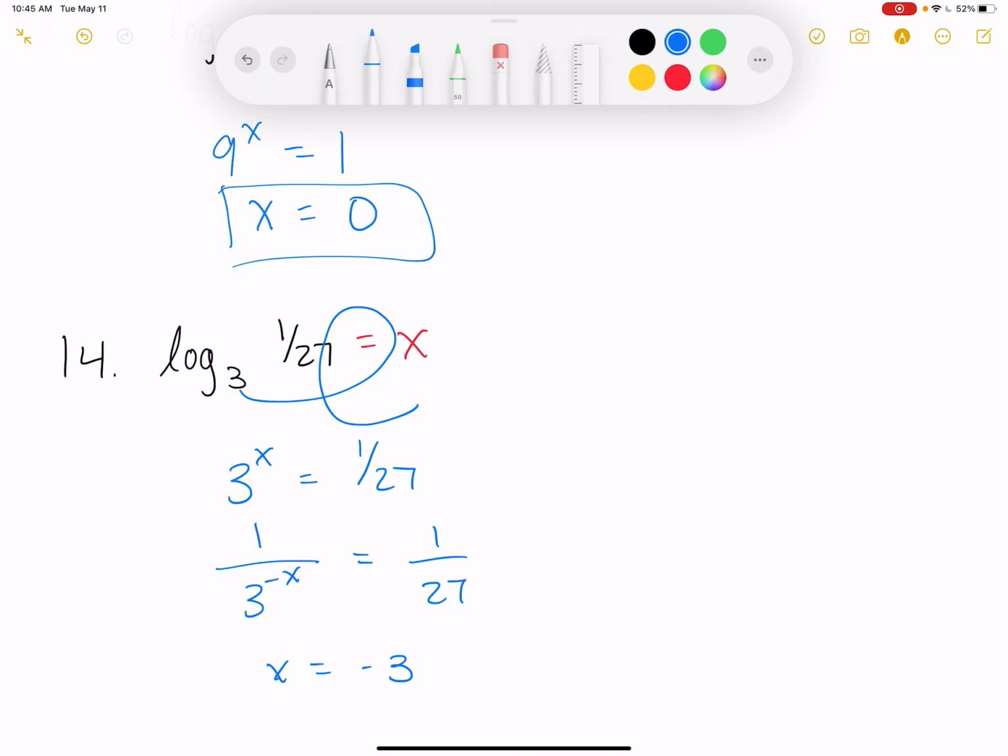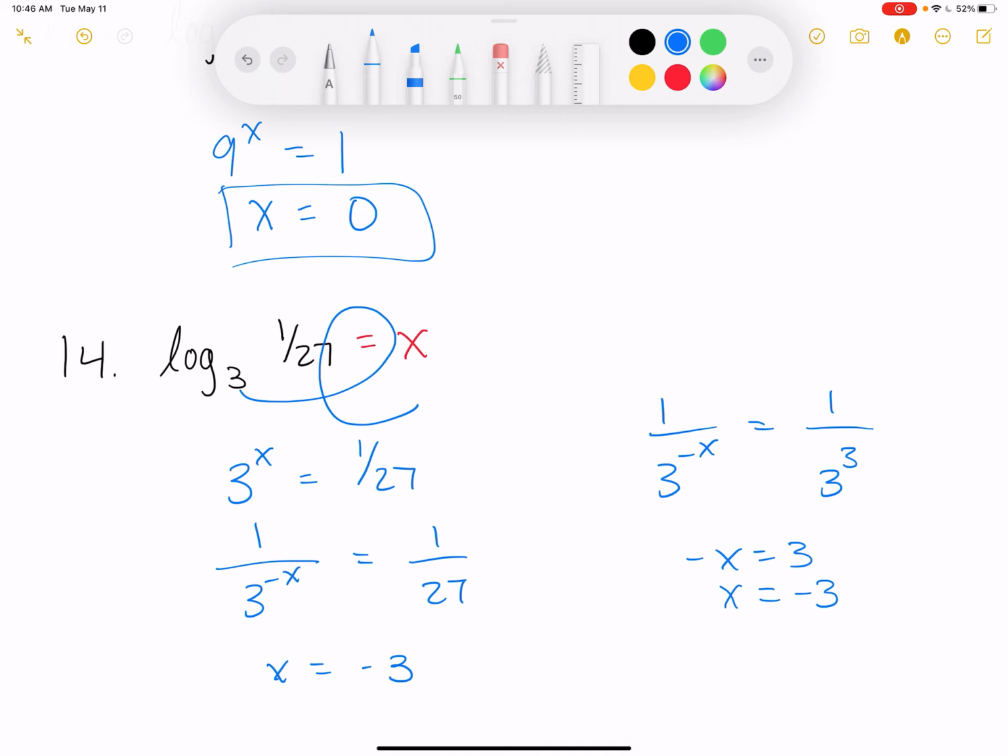Because you can also, if you want to rewrite it as 1/3 cubed, then negative x is equal to 3, so x is equal to negative 3. Do you have to rewrite it, or can you just notice that it's a fraction, so it has to be negative? No, this is a fraction, and you can just say that it's negative. I'm just showing the work.